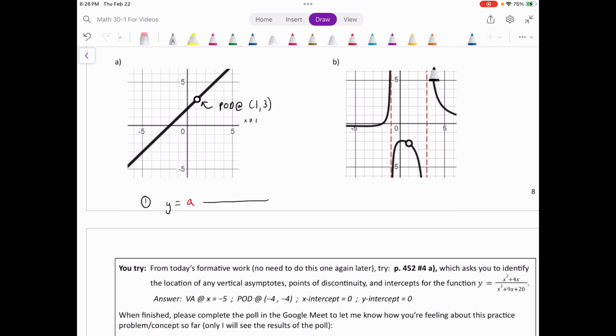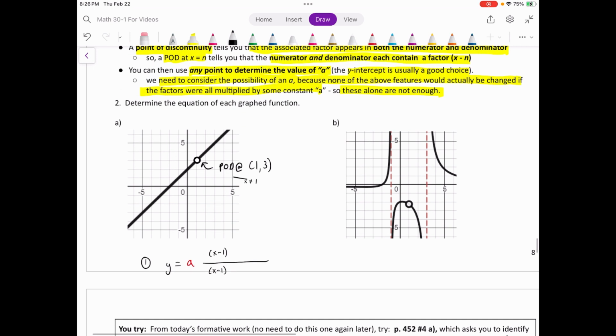if there's a point of discontinuity when x is 1, what's the associated factor? It's x minus 1. And where does it appear? In the numerator and denominator. You've got it, right? X minus 1, because it's just a point of discontinuity. It's not an asymptote. So that must simplify out of the equation if we were to simplify it, okay? All right, points of discontinuity tell us that a factor appears in the numerator and the denominator.